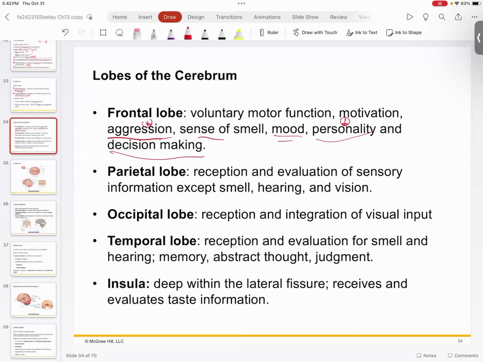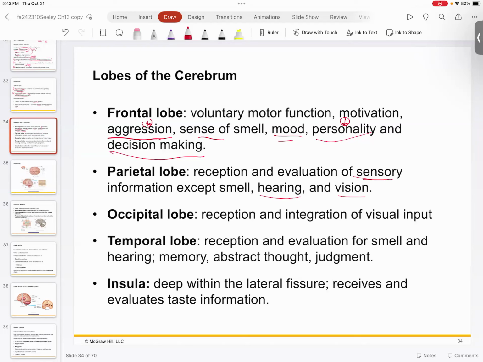So this is going to be involved in sensory information, both the reception, evaluation, and integration of that, except for smell, because smell is up there in the front with your olfactory bulbs. But your hearing and your vision are going to be moving through your parietal lobe. So there's a lot of other sorts of sensory things that are happening.